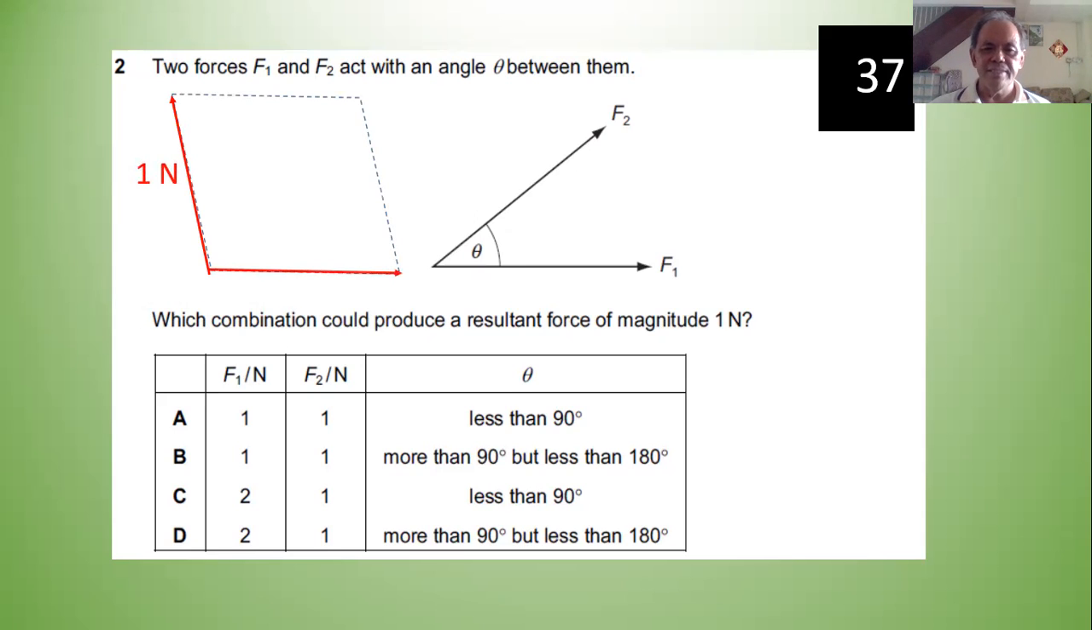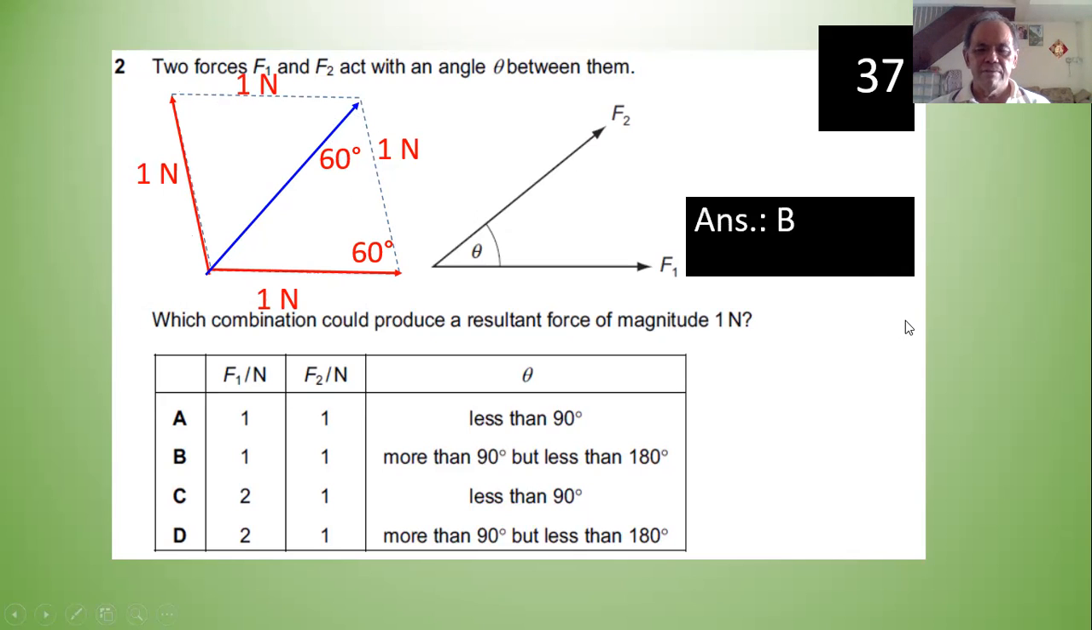1 Newton, 1 Newton. Then we want the resultant to be 1 Newton. So if that's 1 Newton, this 1 Newton, this 1 Newton, then this becomes an equilateral triangle, or this is a rhombus. So this is 60, this is 60, this is also 60, this is 120. So the answer is B. Then we look at the other two and see that the others cannot be the answer.